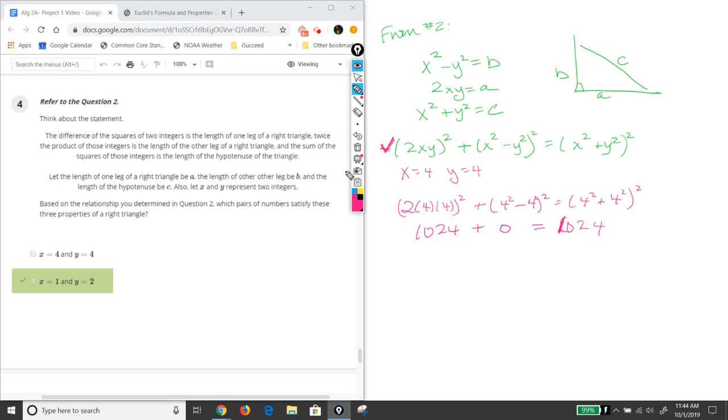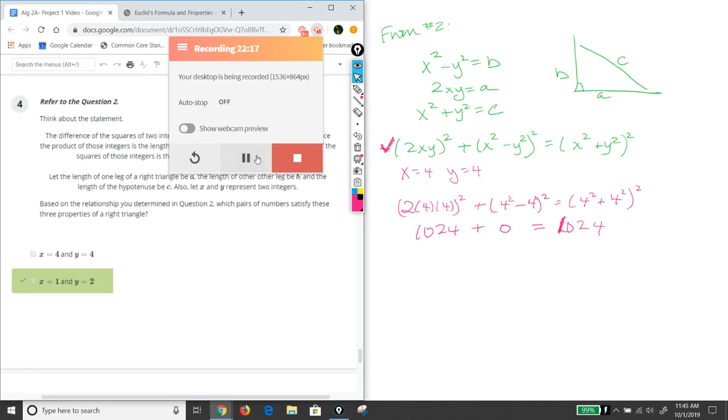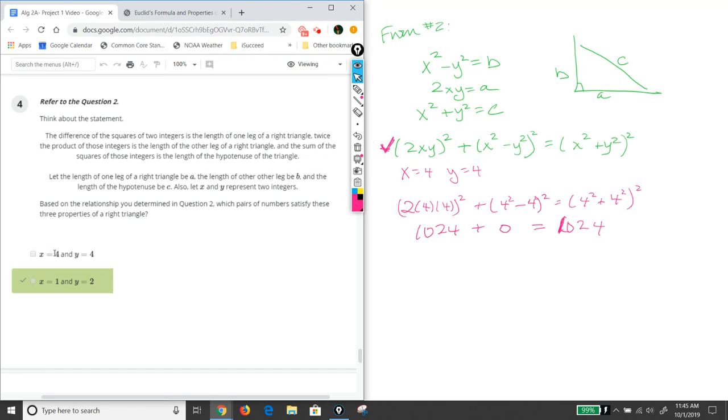However, okay. So we just checked out x equaling 4, y equaling 4 within this equation of just x's and y's, and it does work. It is a true statement. 1,024 is indeed equal to 1,024. So it works in that last one, but what about all of the other relationships of x and y?